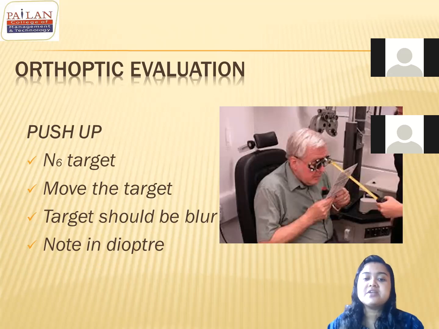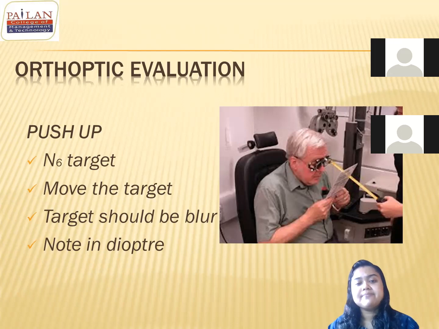So how do we prescribe an addition for a pre-presbyopic patient? Suppose a 37- or 38-year-old patient comes to your clinic with a complaint of near vision. We get this kind of patient many times. You need to evaluate the amplitude of accommodation. If you have a RAF ruler in your clinic, that is very good for measuring it. Otherwise, you can use the push-up or pull-up method. The push-up test gives very correct results. You can see this push-up test.